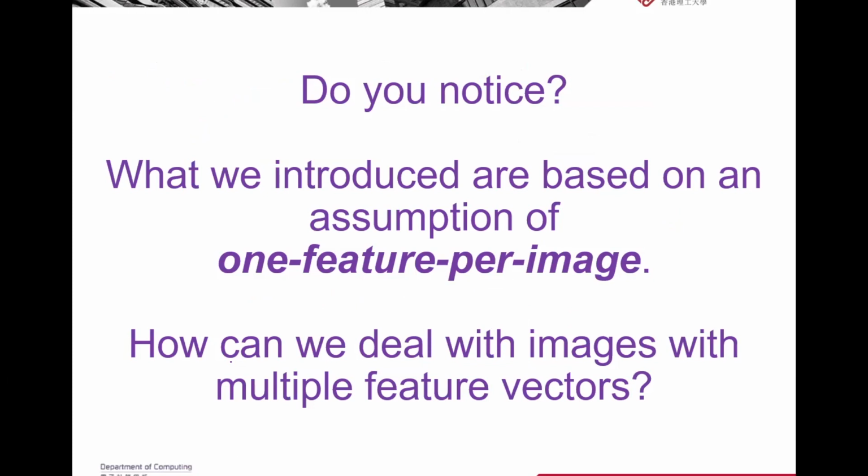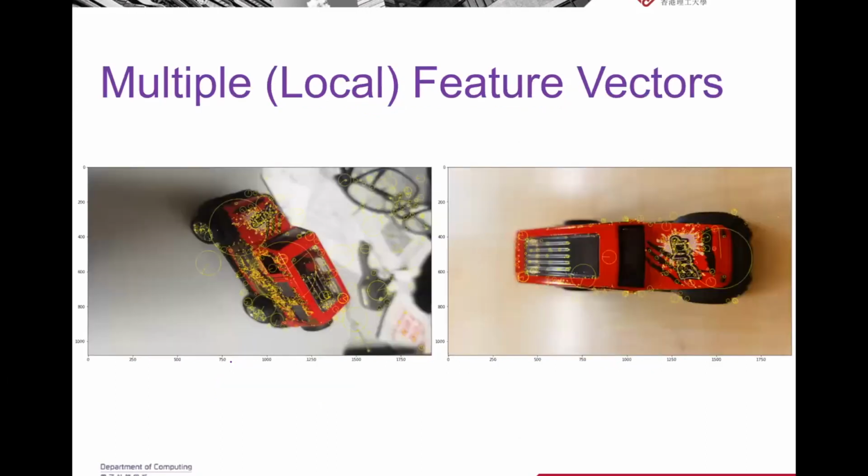So here, everything works well, but here's one thing. What we have introduced here is with the assumption that there's only one feature for an image, right? But actually, you might have multiple feature vectors for one image, especially for the local features, like the key points stuff we introduced last week, right? In that case, when you're going to conduct a comparison, it's such a headache, right?